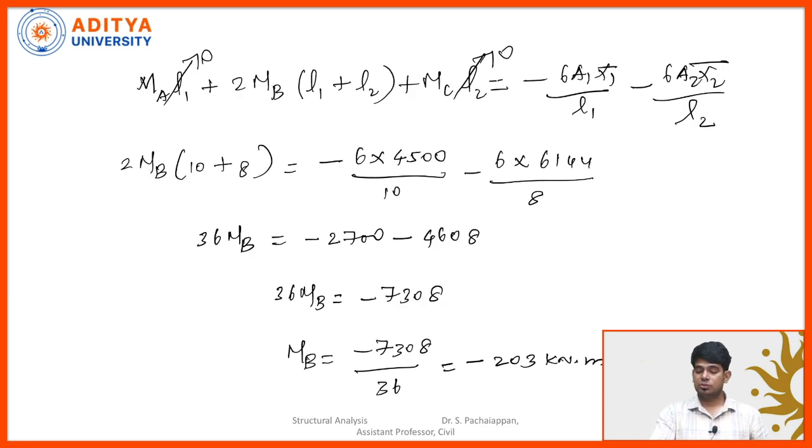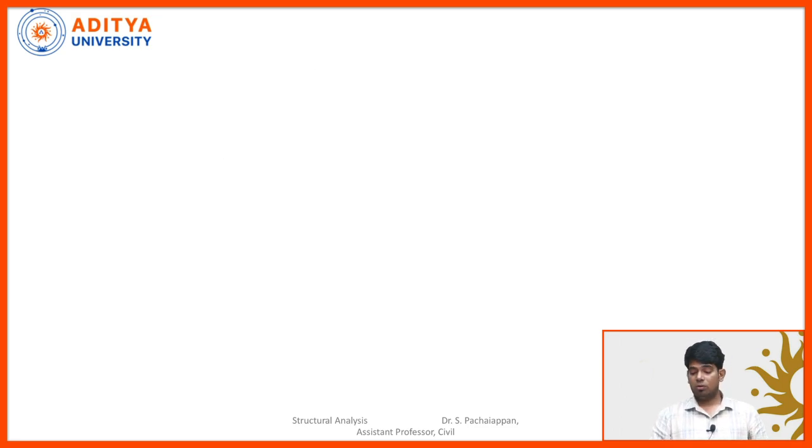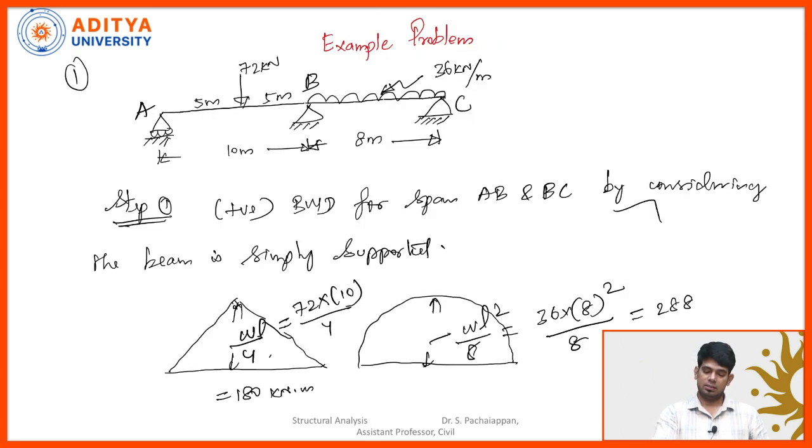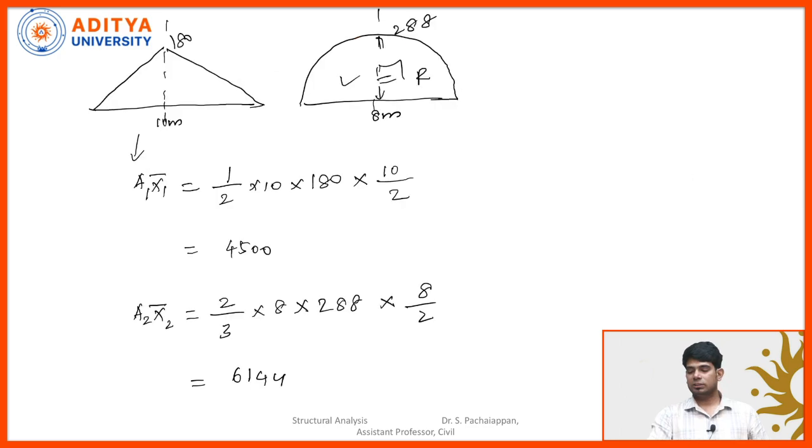So, you can observe here the unknown value in terms of moment is only one value, that is MB, because already we know that MA is 0, MC is 0. We calculated 203 kilonewton meter. Since it is a support moment, we have the negative value. So, it is very easy, right? By using the theorem of three moment equation, easily we can compute the end moments.